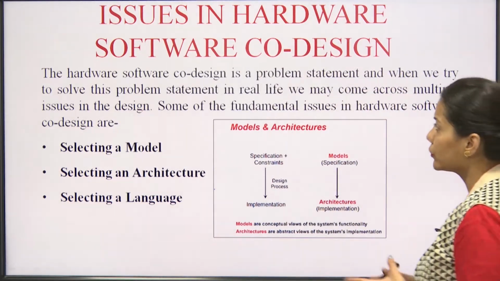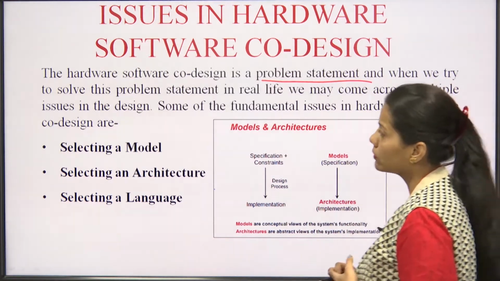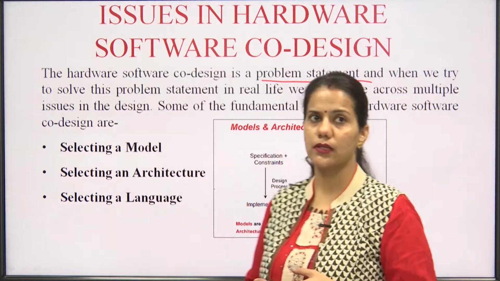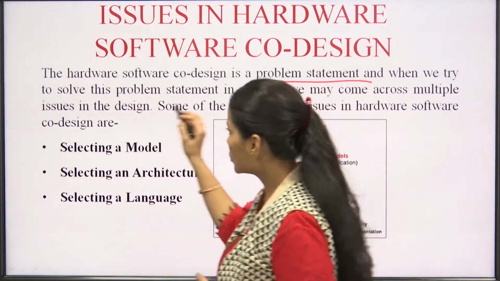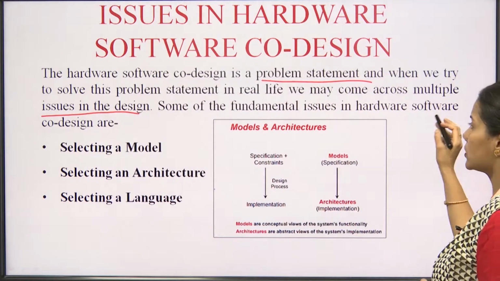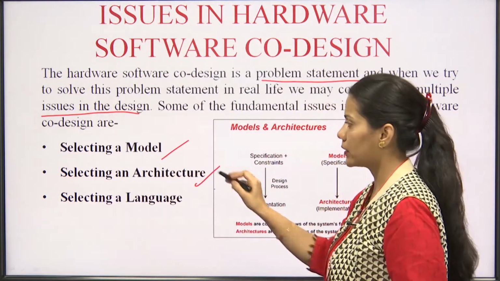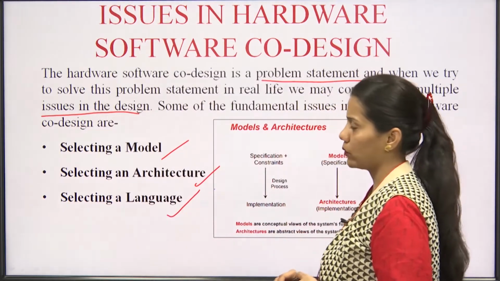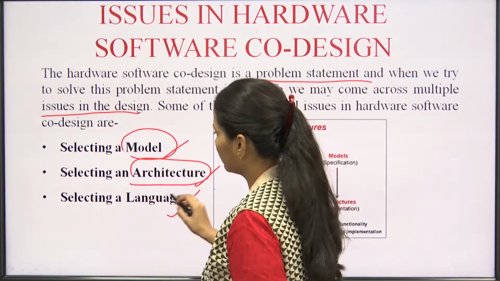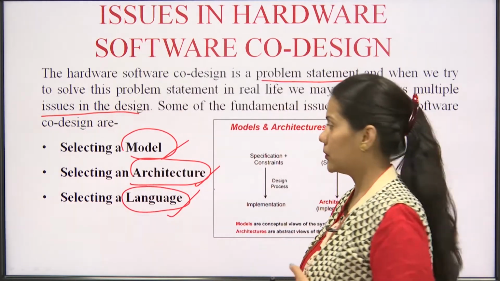Hardware software co-design is, we can say, a problem statement, and when we try to solve this problem in real life, we may come across multiple issues in the design. So, what are those issues that we are going to discuss in this lecture? Some of the fundamental issues in hardware software co-design are selecting a model, selecting an architecture and selecting a language. These three things are very important in any product development, and these are the things that create the issues.